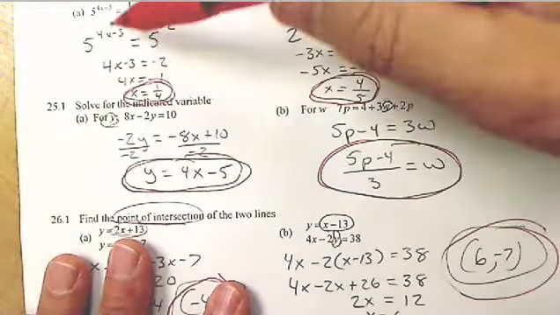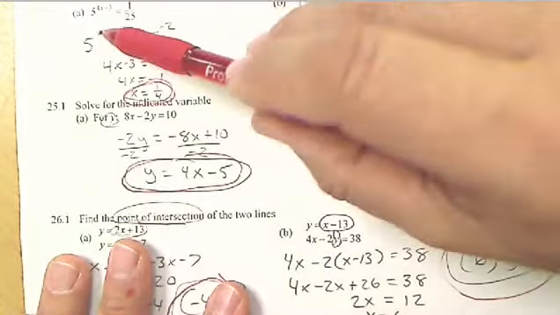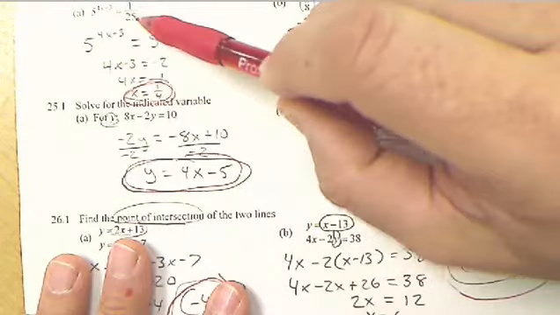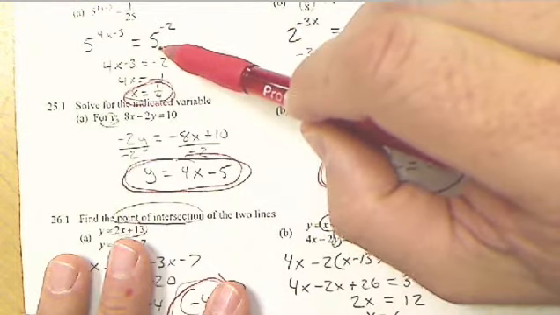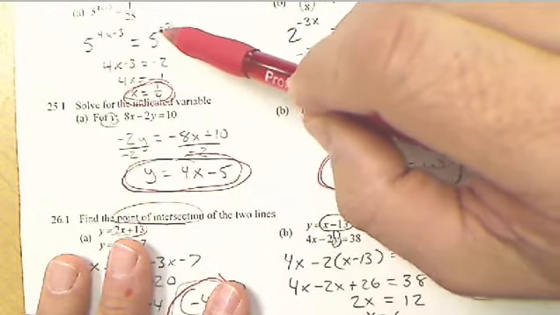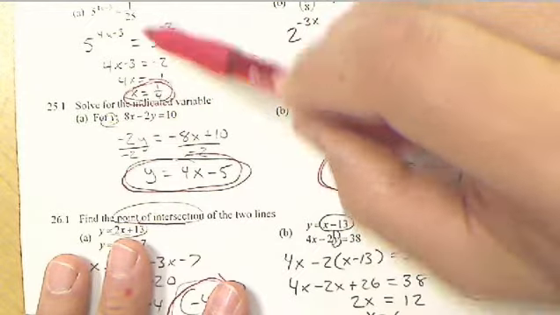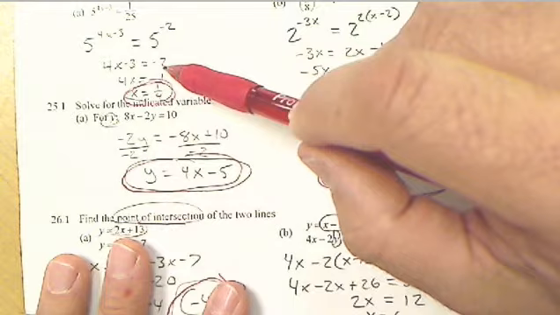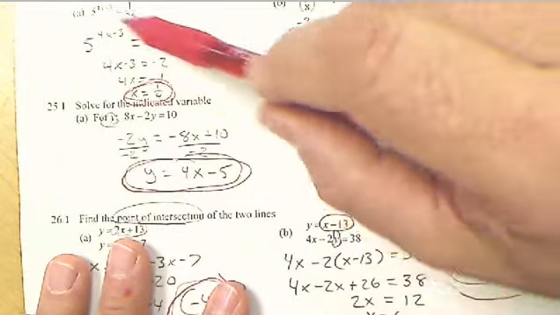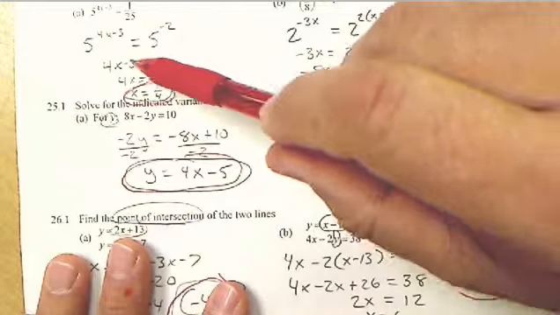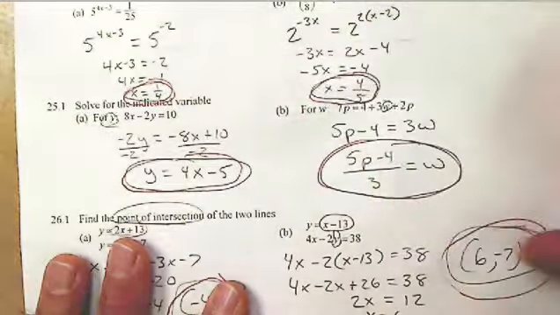I have same base problems, so this one I didn't have to change. This one I just have to change it to a 5. So 5 raised to the second would be 25. So 5 raised to the negative second would be 1/25. So negative 2. If the bases are the same, the exponents are the same. So I have negative 2 equals the 4x minus 3. Add 3 to both sides, divide.